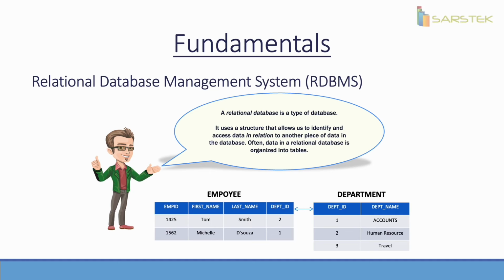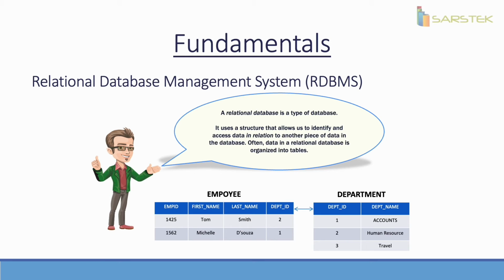This is a simple example of RDBMS, or the relational database. We can see here there are two tables, employee and department. In the employee table we have 4 columns: first the employee ID, second the first name, then the last name, and then the department ID. The department ID is in both tables, and it keeps the relationship between them.